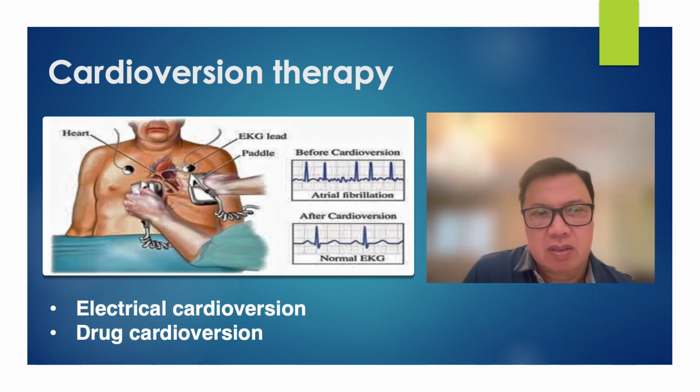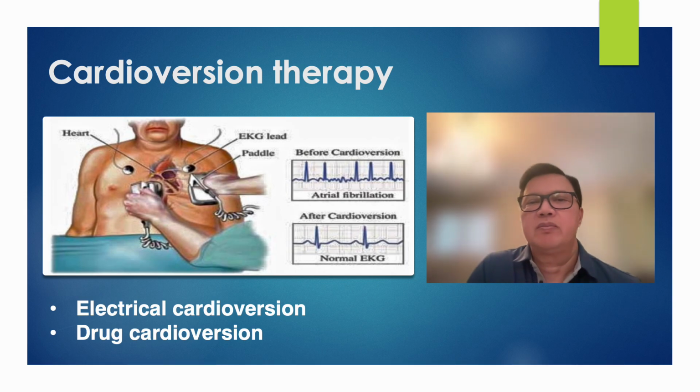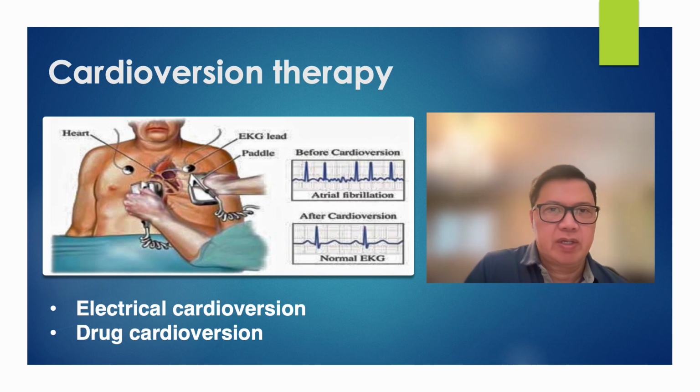For persistent AFib, cardiologists will do cardioversion therapy, which is a method to reset the heart rhythm by sending electrical shocks to the heart through paddles placed on the chest. Cardioversion is usually done in the hospital as a scheduled procedure, but make sure that the patient is on a blood thinner for several weeks before the cardioversion to reduce the risk of stroke.